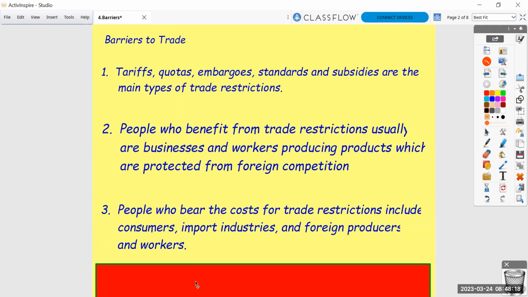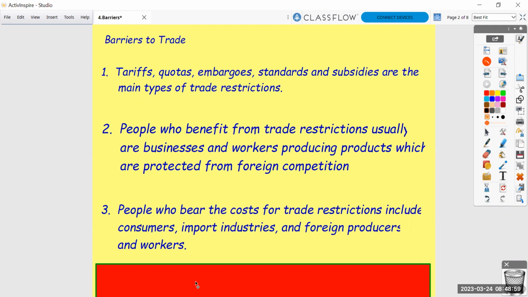And the people who bear the cost or who are hurt by the trade restrictions are going to be the consumers, because we are now going to be paying higher prices and we will have less variety. They're also what we call the import industry. The import industry is separate from the actual goods and services. So on yesterday's sheet, you guys saw that the shipper that was bringing the BMWs to the United States, they are actually part of the import industry. Because they are the ones that are helping to facilitate the trade, bringing the goods and services into the country.